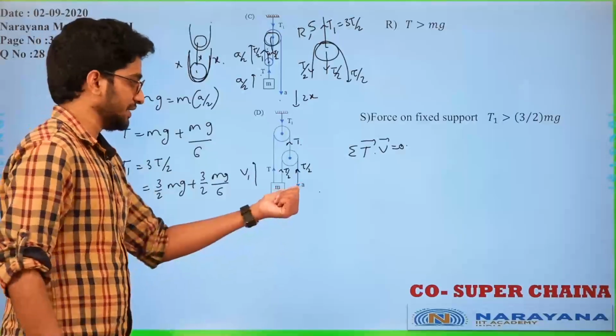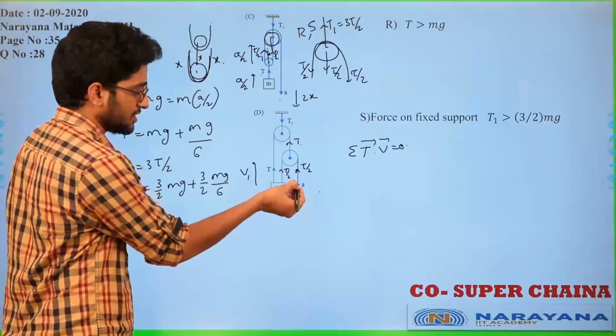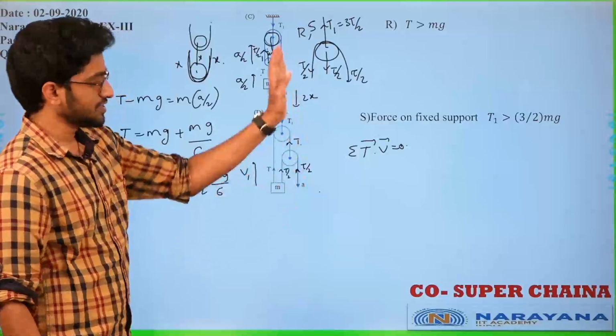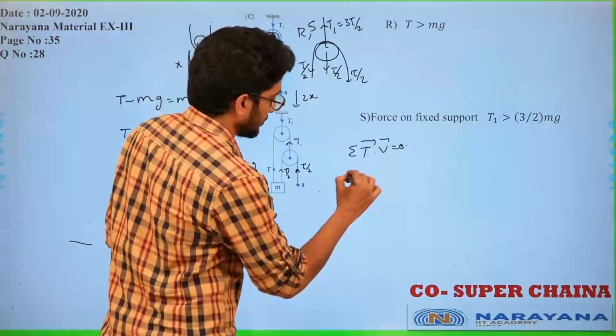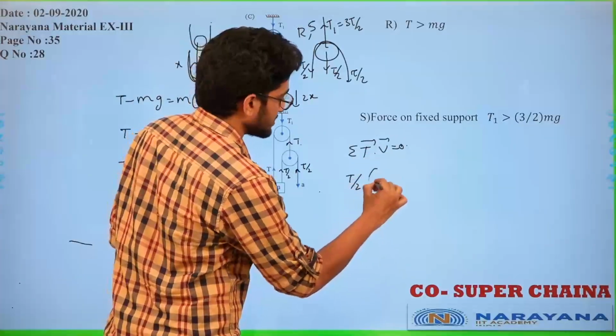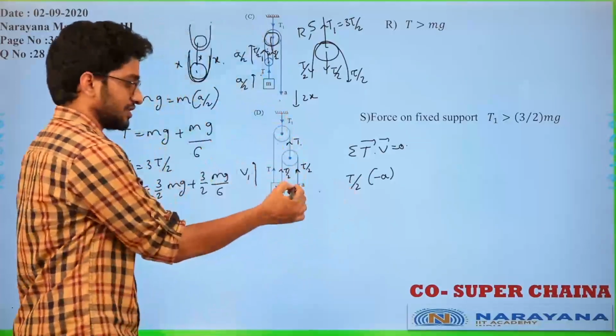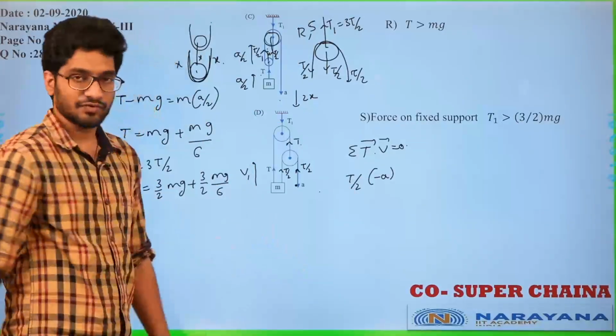So now I write sigma T dot V at the ends. So at this point there is an acceleration A downwards, tension T by 2 upwards. So the dot product is negative, T by 2 into minus A. T by 2 upwards is acting on this point, and it has an acceleration downwards, right.